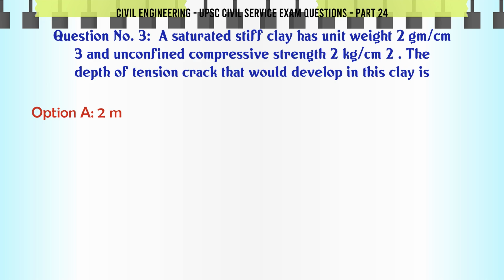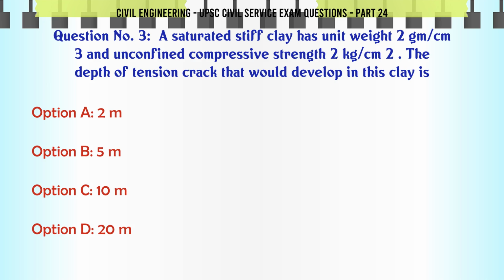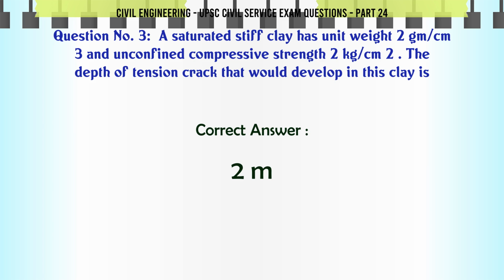A saturated stiff clay has unit weight 2 grams per cm³ and unconfined compressive strength 2 kilograms per cm². The depth of tension crack that would develop in this clay is A, 2 m; B, 5 m; C, 10 m; D, 20 m. The correct answer is 2 m.